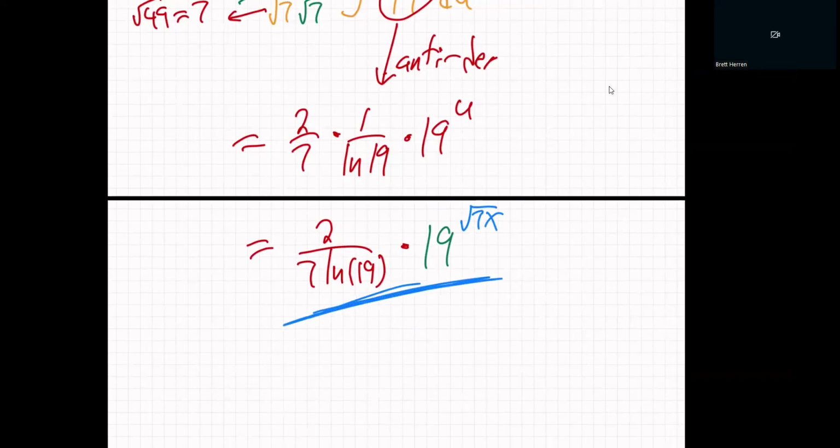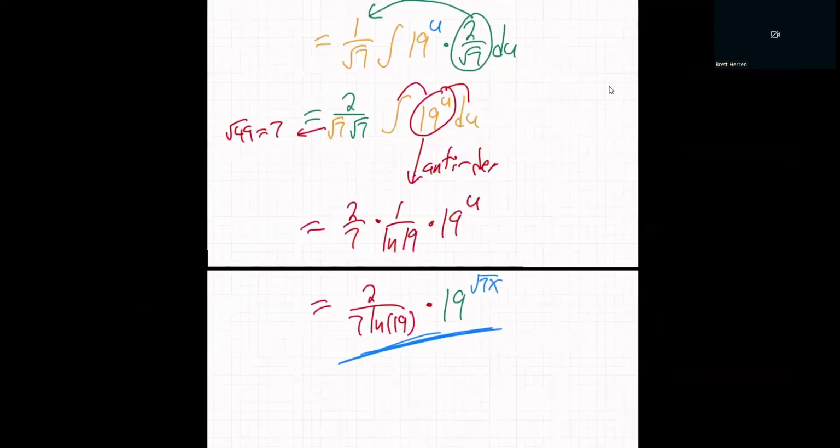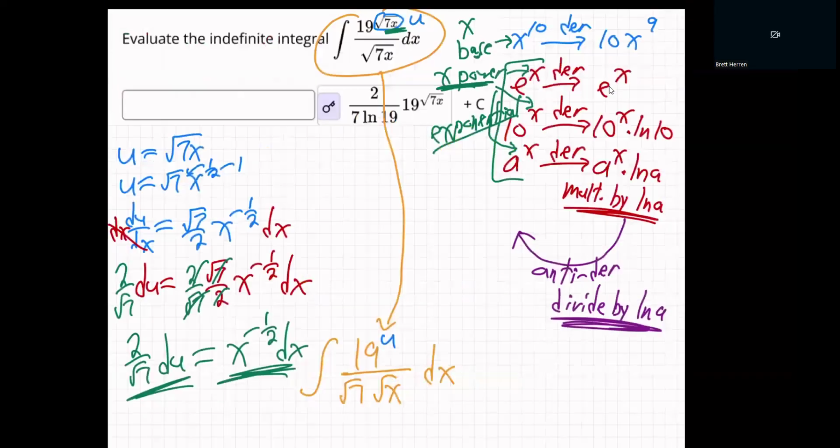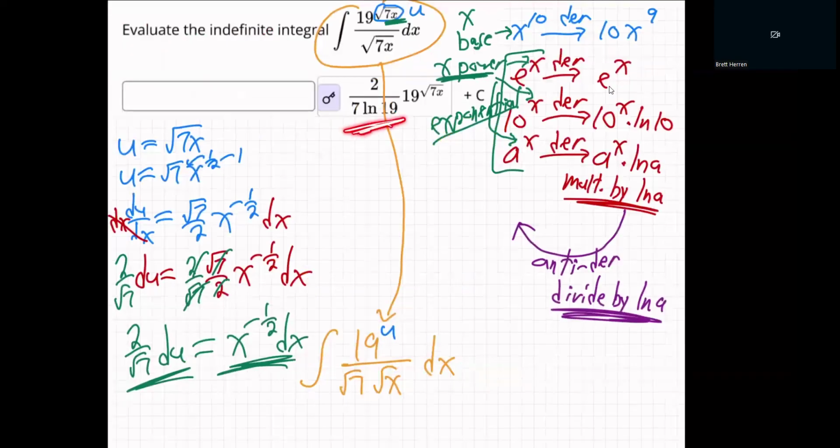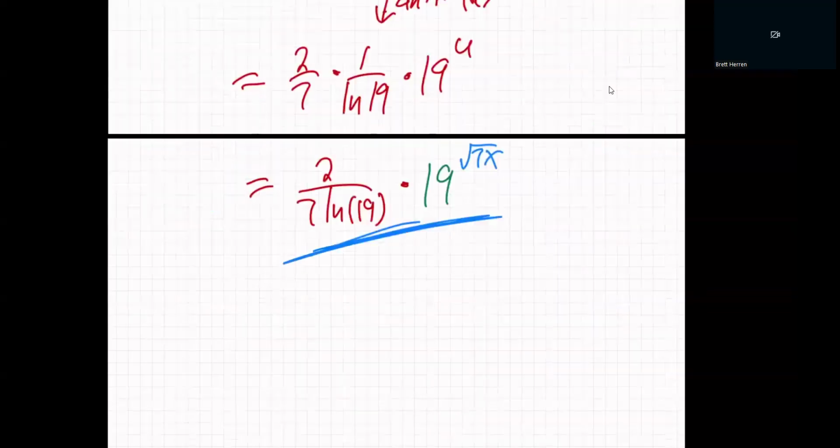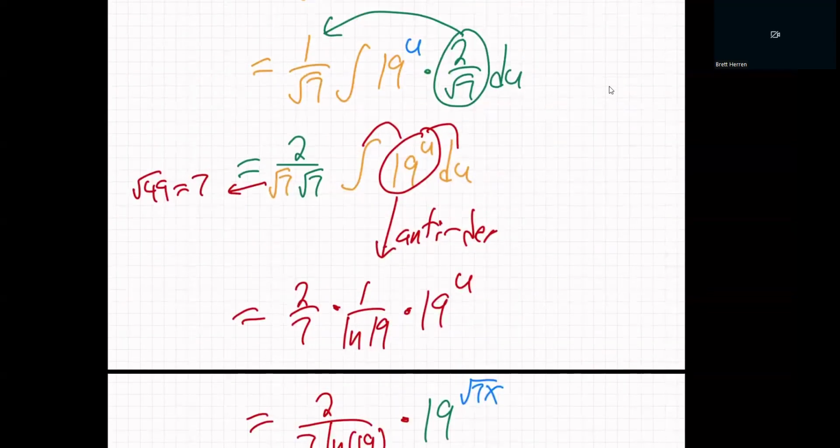And there it is. We did it. Is that the answer there? 2 over 7 ln 19, 19 to the root 7x, and they put in the constant for us. And so there we go.